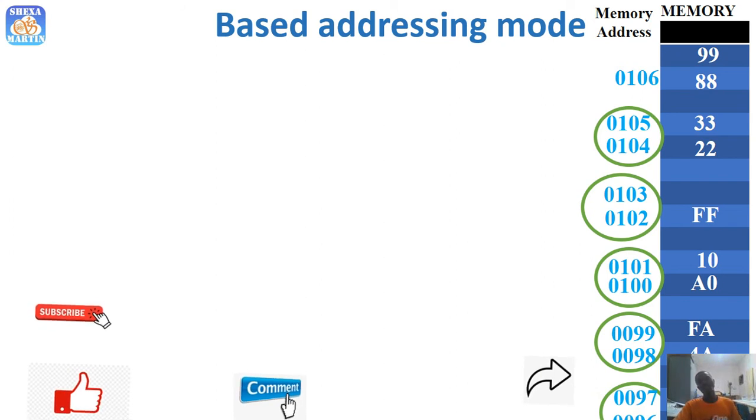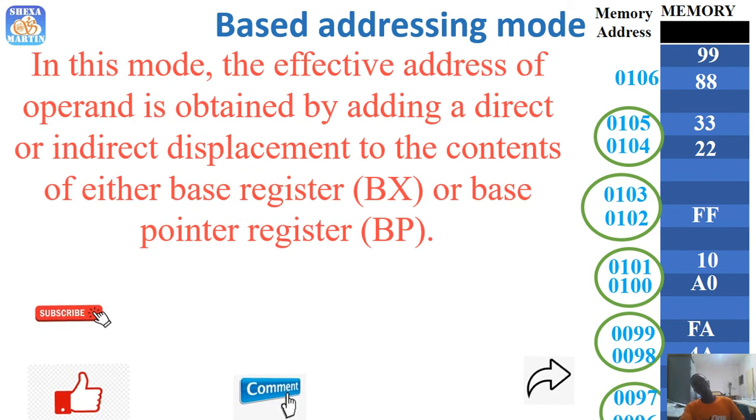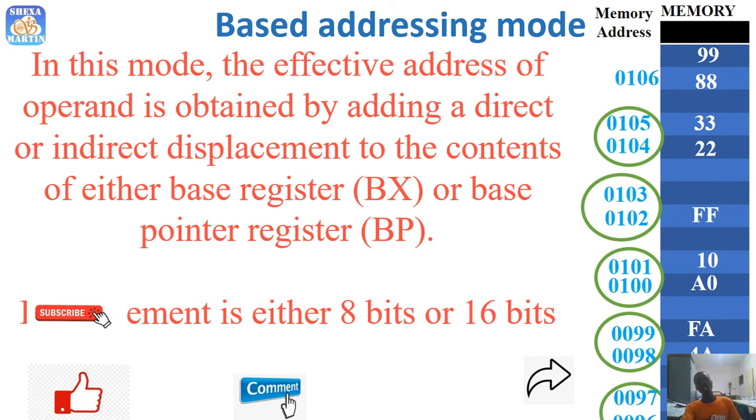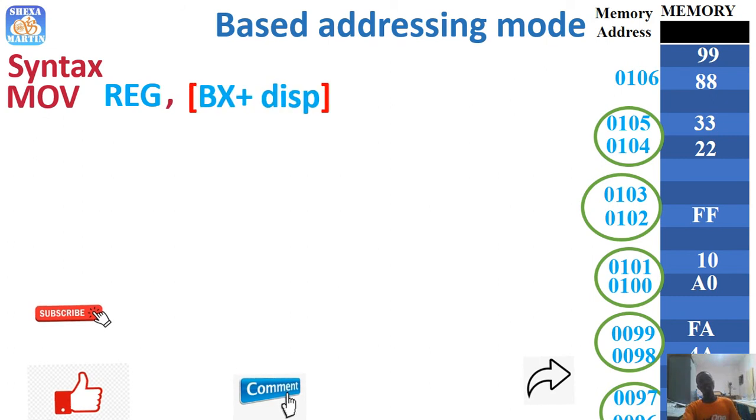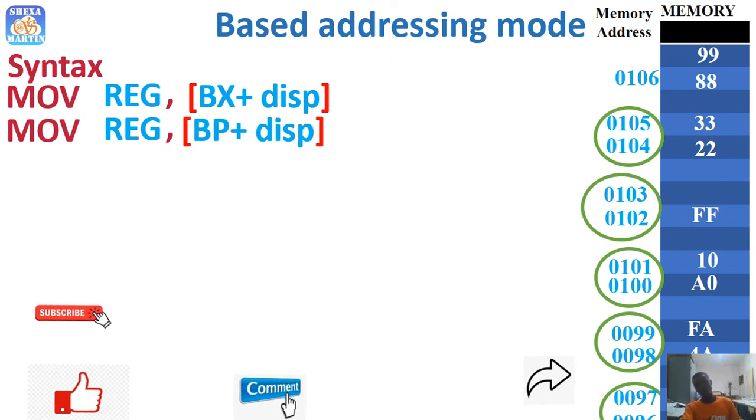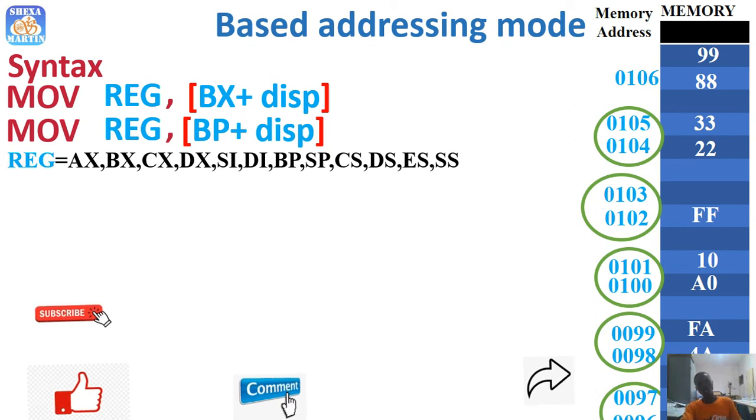Like index registers, here we're now talking about base addressing mode, where we use only the base registers, which are BX and BP. In this mode, the effective address of the operand is obtained by adding a direct or indirect displacement to the contents of either the base register or base pointer. The displacement is either 8-bit or 16-bit, like I said earlier. So here is the syntax. You can move to a register the value that is residing at the address which is in BX plus some steps. Those steps may be 16-bit or 8-bit, or you can say BP in place of BX. And in place of registers, these are the registers that you can put.